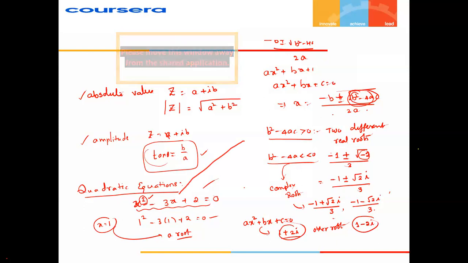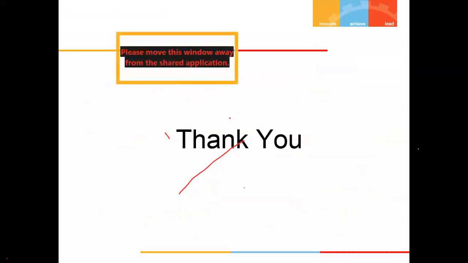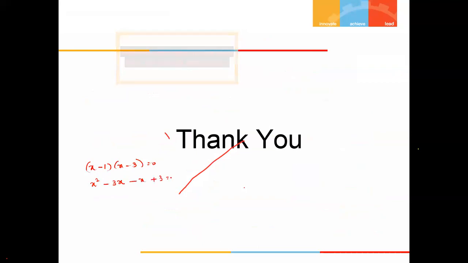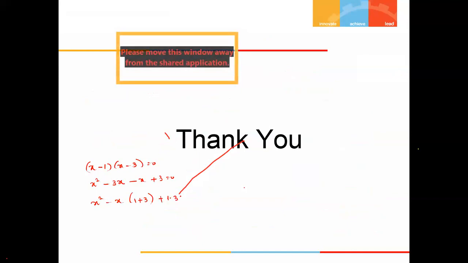And one more important discussion here. 1 - 2i, I think that's clear, right? We'll try to understand something like, suppose (x - 1)(x - 3) = 0. Just multiply this: x² - 3x - x + 3 = 0. If you see this, x² - x(1 + 3) + 1 × 3 = 0.